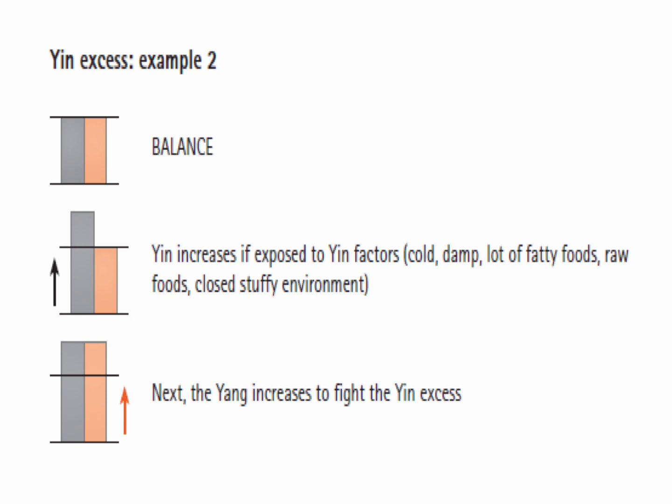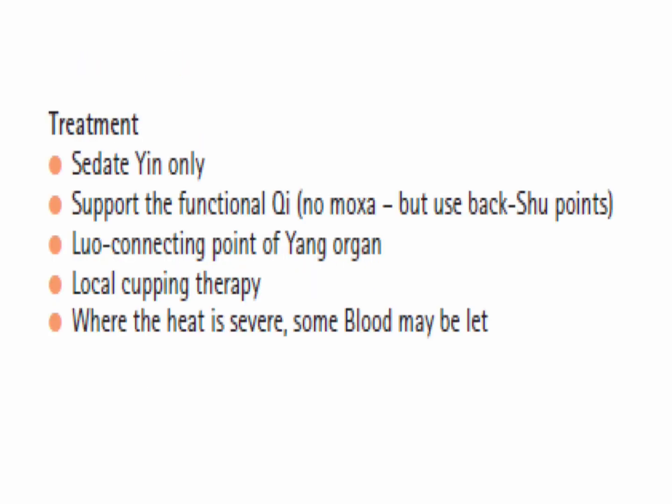These are conditions where there is more substance and retention of fluid with poor circulation, and where the stagnant dampness can generate heat. Dampness causes stagnation and pathogenic heat. Treatment: sedate yin only, support the functional qi, no moxa, but use bakshu points, Lu connecting point of the yang organ, local cupping therapy. Where the heat is severe, some blood may be let.